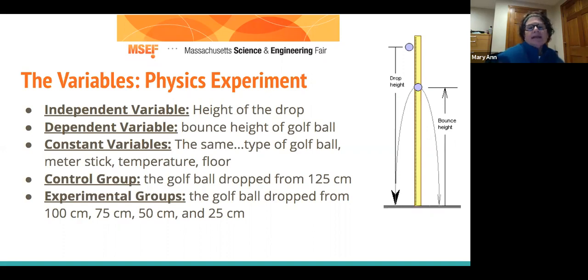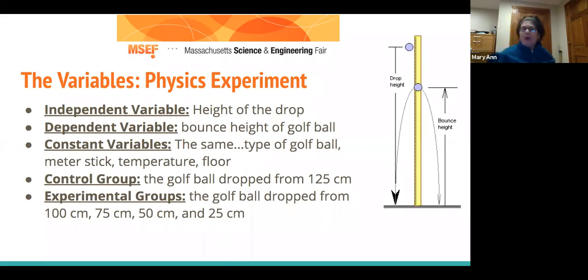What do you have to keep the same? The same type of golf ball, the same meter sticks, the same temperature, the same type of floor that you're bouncing off of. And that's pretty much it. This one is simple. Now, Jean, here's where our conversation about the control group comes in, these kinds of experiments, like what's found in nature.